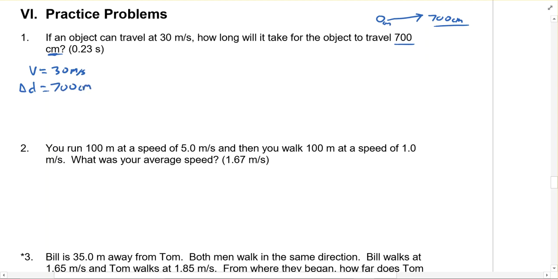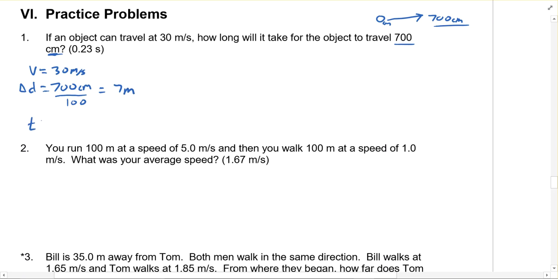Right off the bat, I don't like it being in centimeters, though. I need that to be in meters so I can get my answer in seconds. So what I'm going to do is change centimeters into meters. So 700 centimeters, well, that's just 7 meter sticks, right? So divided by 100 is going to give me 7 meters.